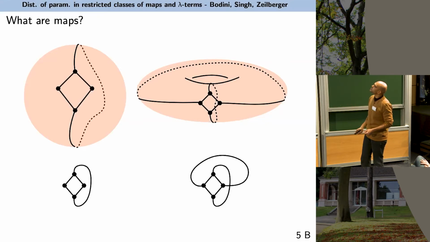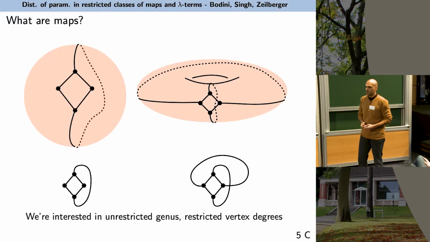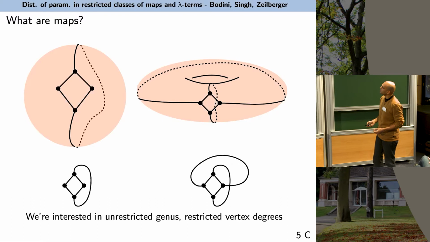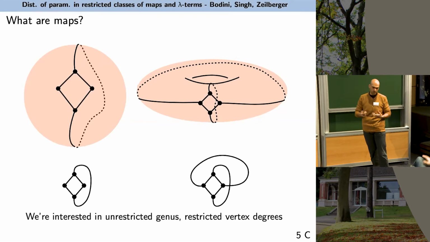And so maps, in general, are quite complicated objects, so we would like to restrict them a bit so we can study them better. We say that we're interested in unrestricted genus maps, so we allow a surface with as many handles as we want, but we will put restrictions on the vertex degrees. So we will mostly focus on maps which have degrees 3, 1 and 2. So you consider topological graphs? Yes, exactly. These are all embeddings, and different embeddings give us different maps, while the underlying graph can be the same.